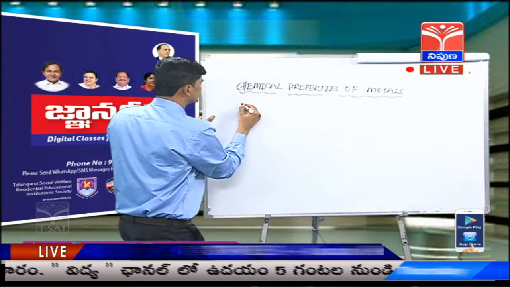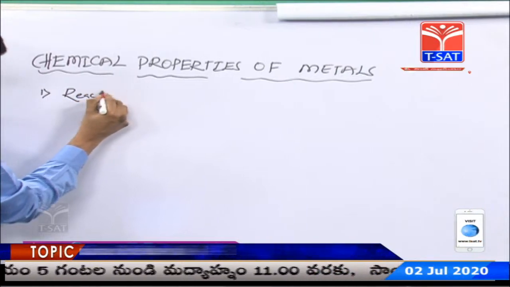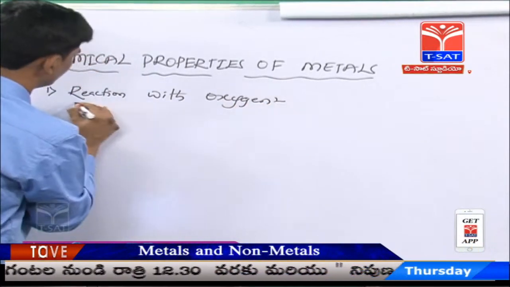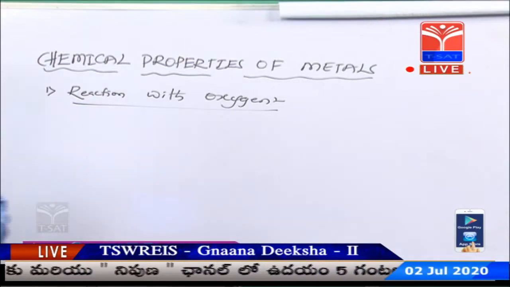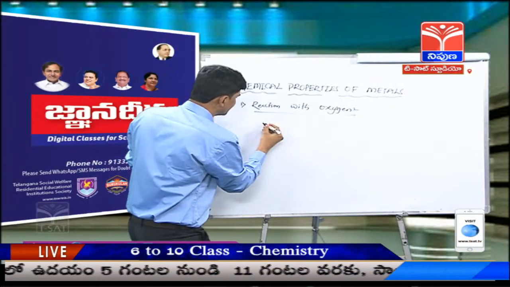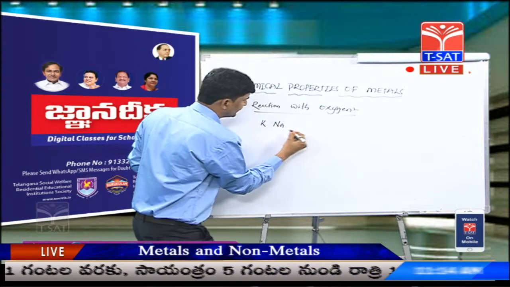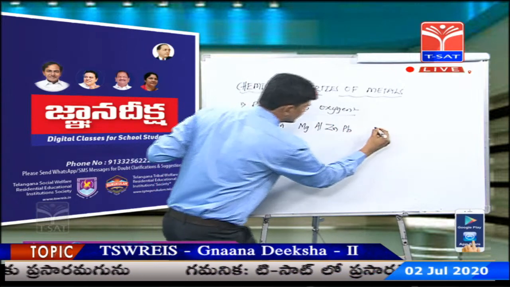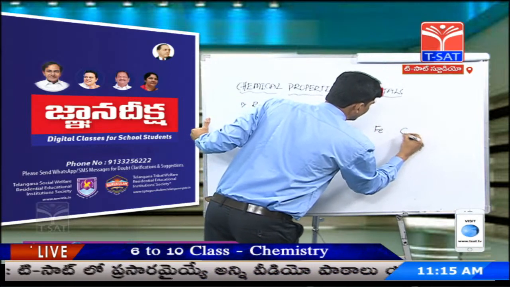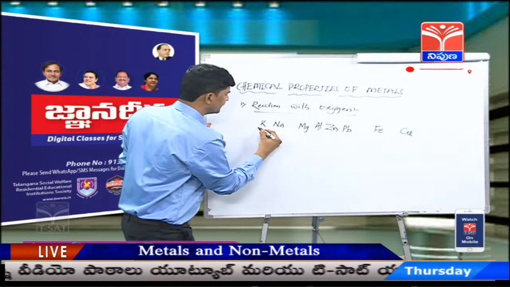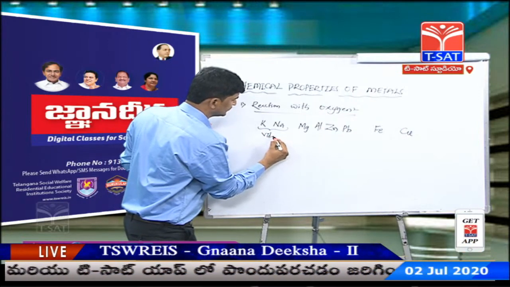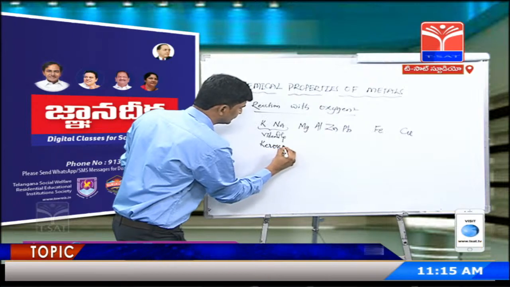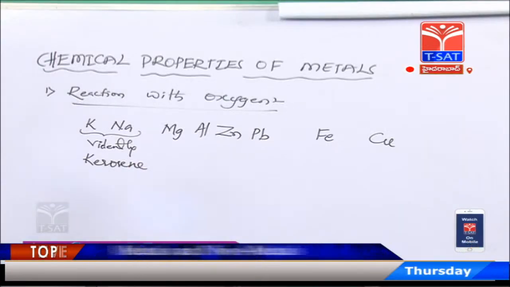Okay, children, first let us discuss the reaction of metals with oxygen. Children, there are various metals: potassium, sodium, magnesium, aluminum, zinc, lead, iron, and copper. So, these metals react violently with oxygen. To avoid this explosive reaction with oxygen, they are kept immersed in kerosene oil.